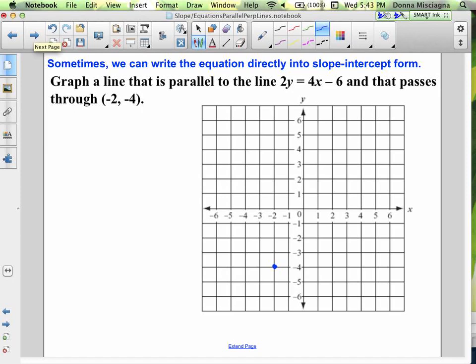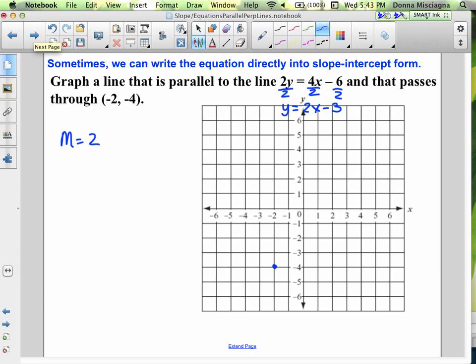First thing we do need to find, though, is our slope, because the line that we're given is not in slope-intercept form. To do that, we're going to have to divide everything by 2. So we have y equals 2x minus 3. Right, now we know our slope. So let's just use point-slope and write the equation in slope-intercept form on this one.